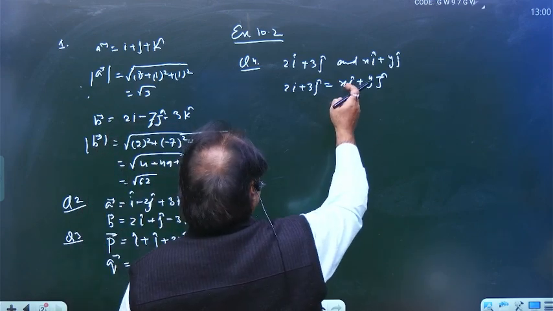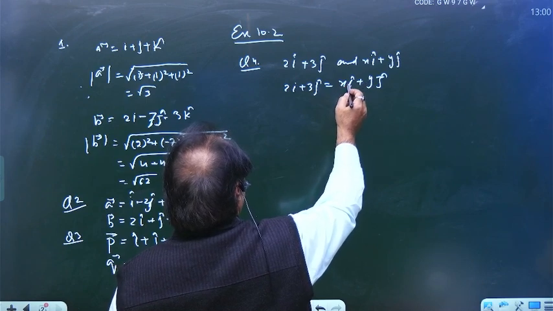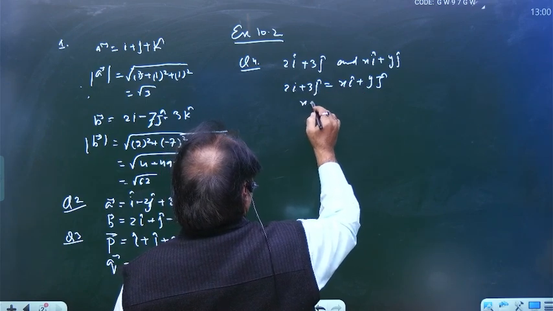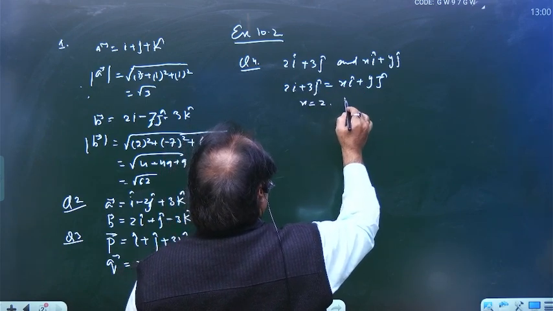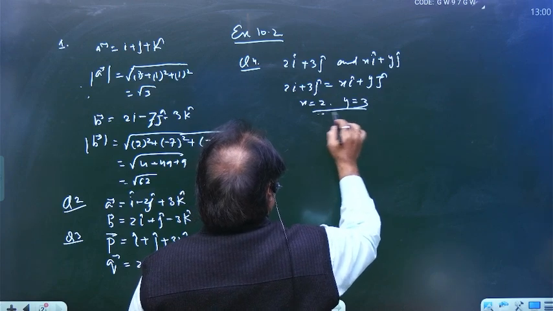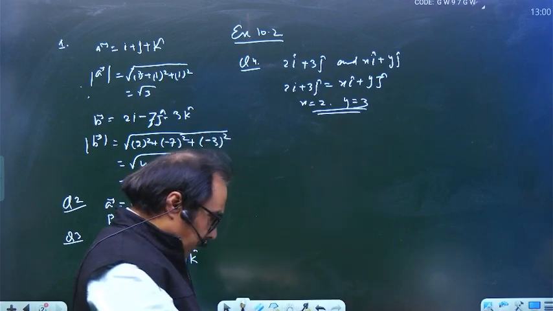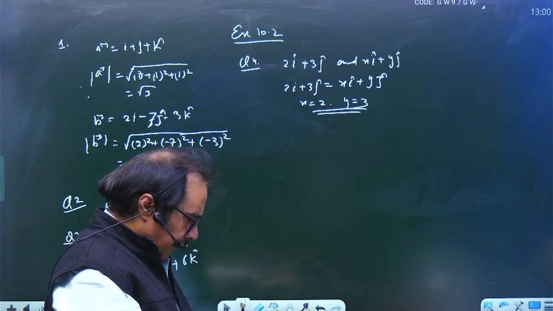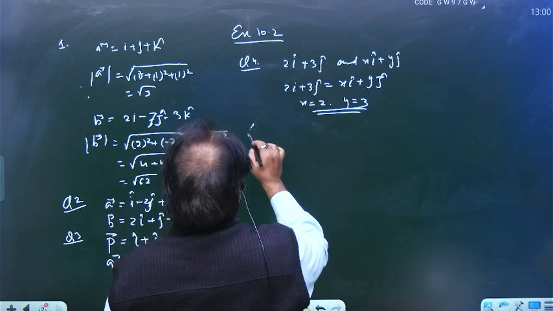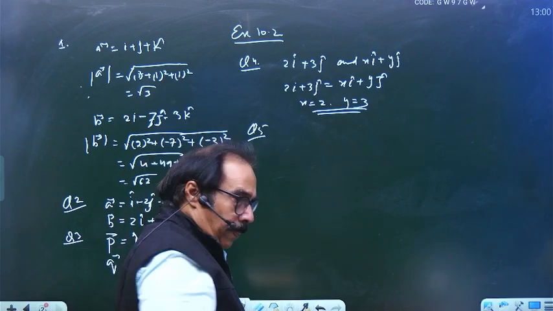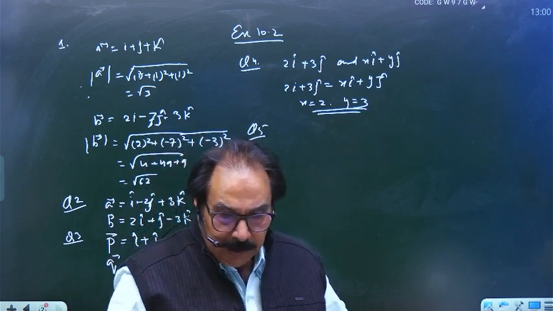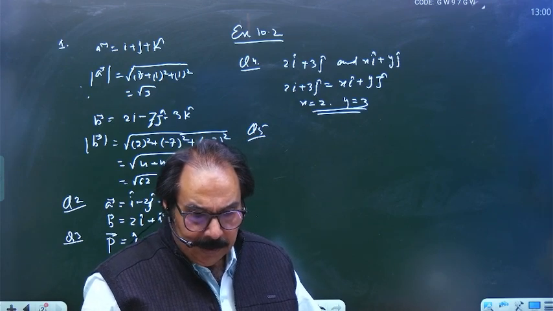So by equating the scalar vector components of i cap and j cap, the value of x is equal to 2 and the value of y is equal to 3, and this is the answer of this question number 4. Okay, now the next question is question number 5.